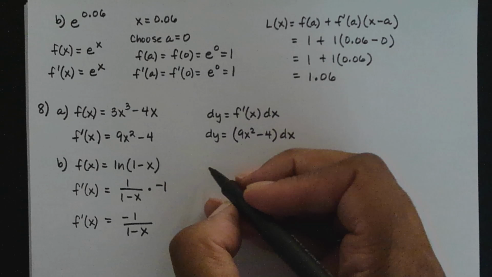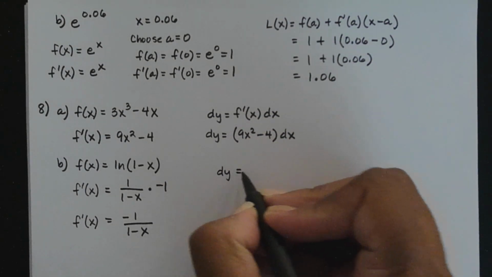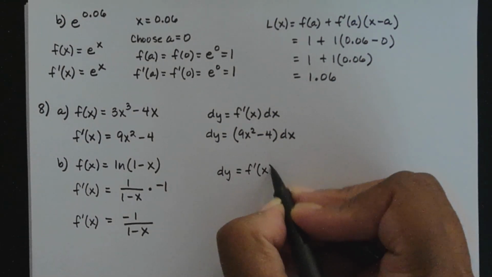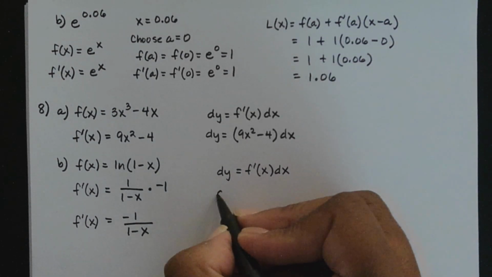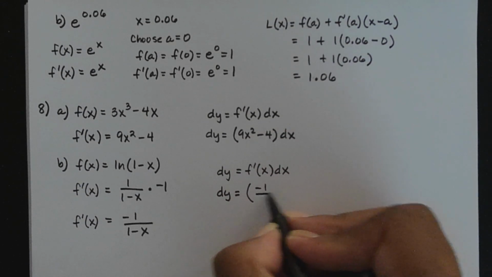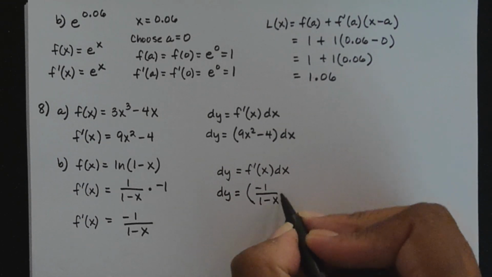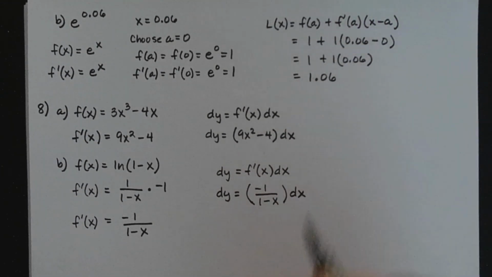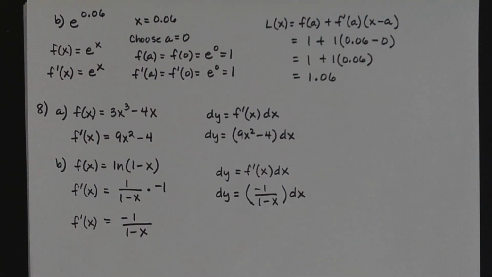And then, of course, we write that in the form of a differential, dy is equal to f prime of x dx. So dy would be that part right there, negative 1 over 1 minus x, dx. And that's all there is to it. Are there any questions about problem number 8?